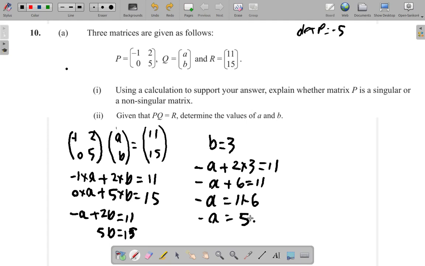So -A is equal to +5. If we multiply both sides by -1, -A times -1 gives you a +A, and +5 times -1 gives you a -5. So what we have so far is that A is -5 and B is 3. So they asked to determine the values of A and B. A is -5 and B is 3.